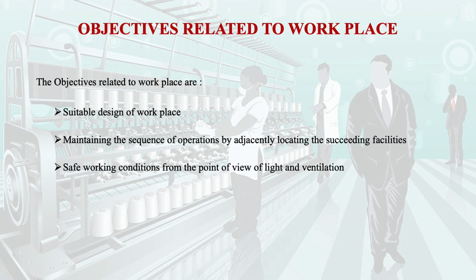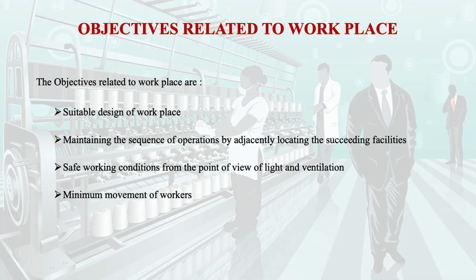Third, from the light and ventilation point of view, we should give safe working conditions. If you visit any plastic industry or PVC fabrication industry, you will find there is a smell. So there is a need to have an exhaust, so that this type of gases goes out from the place where the worker is working. Then, minimum movement of the worker.